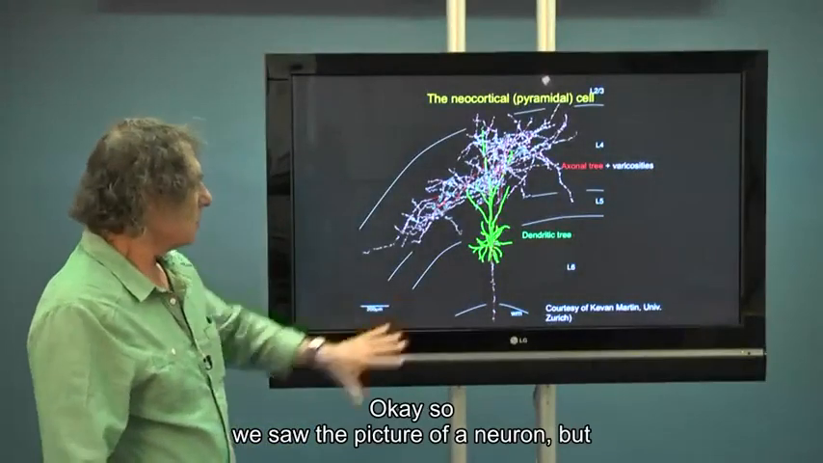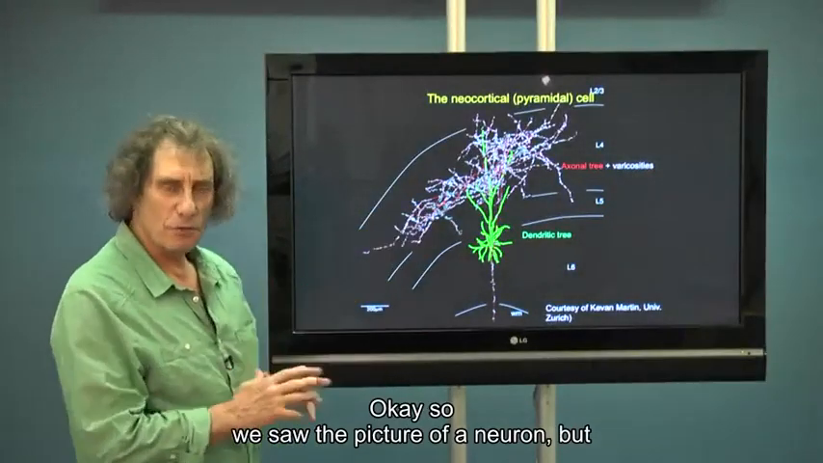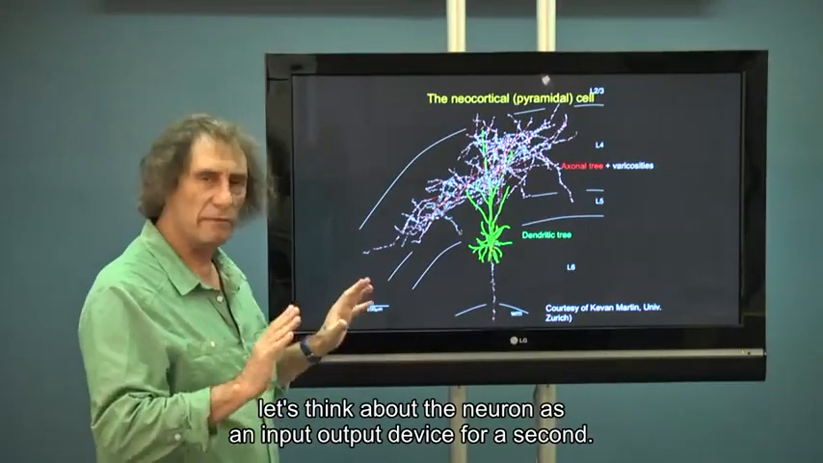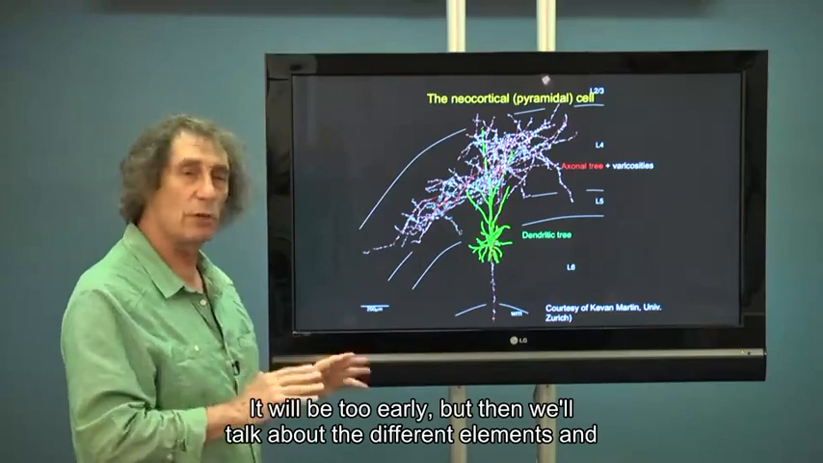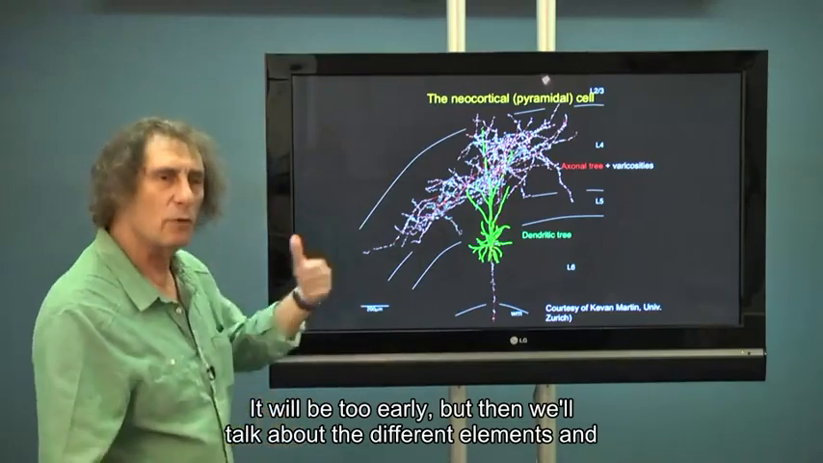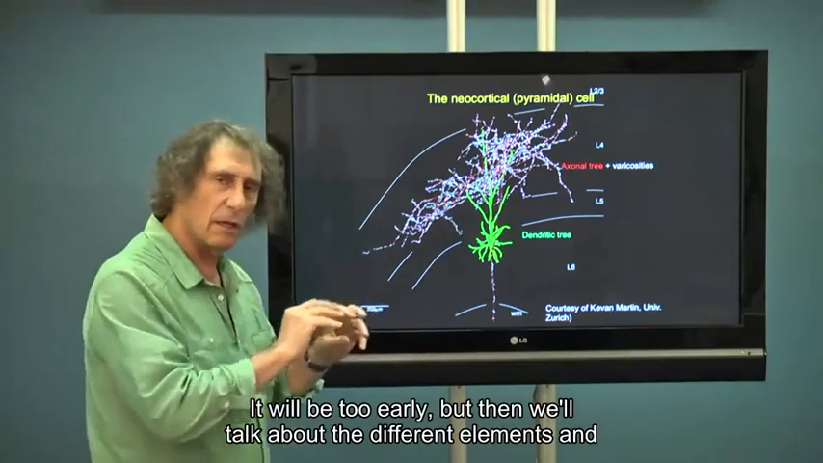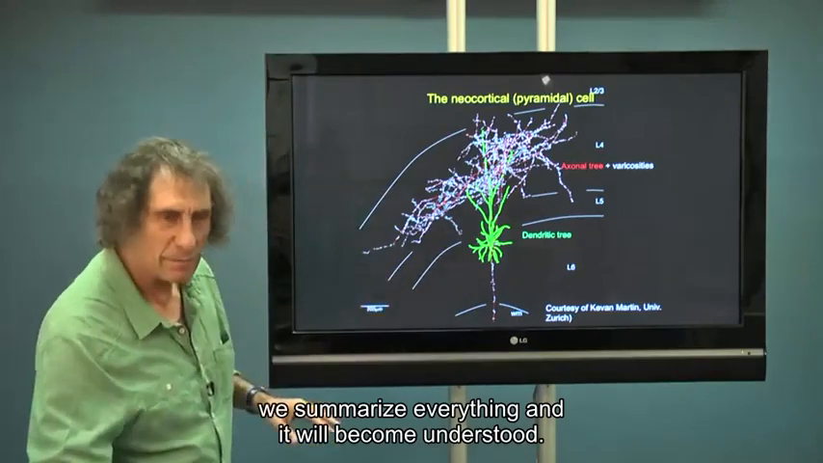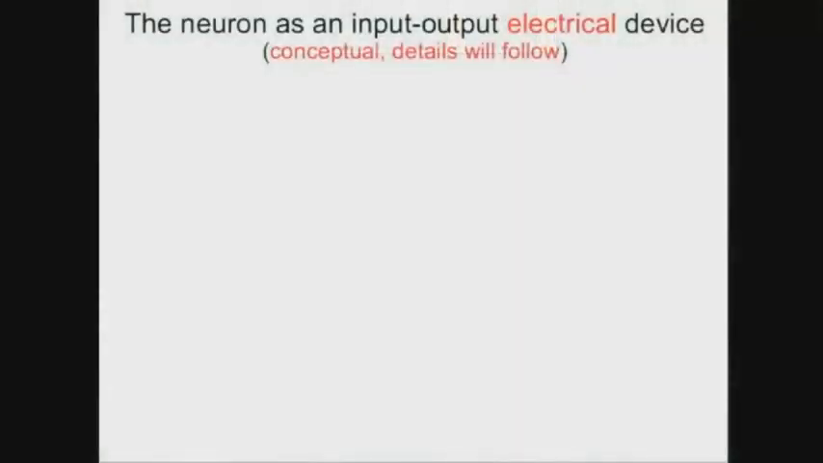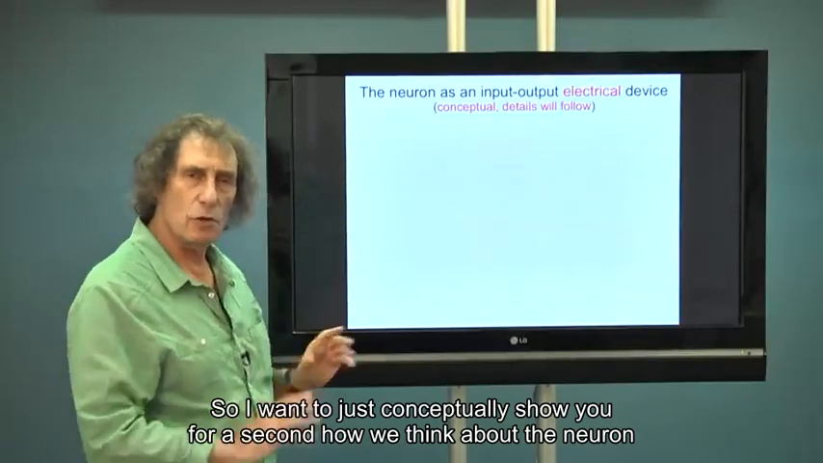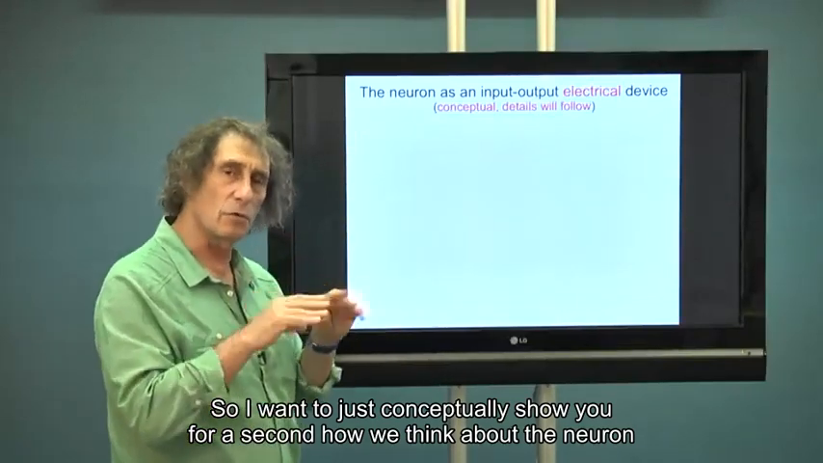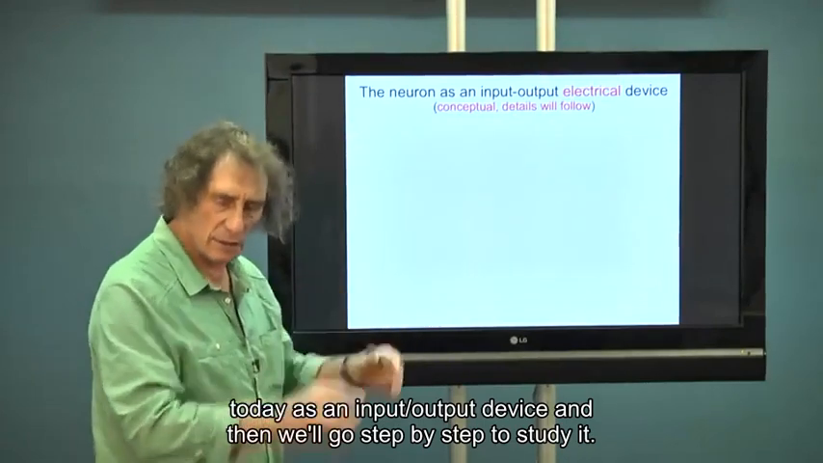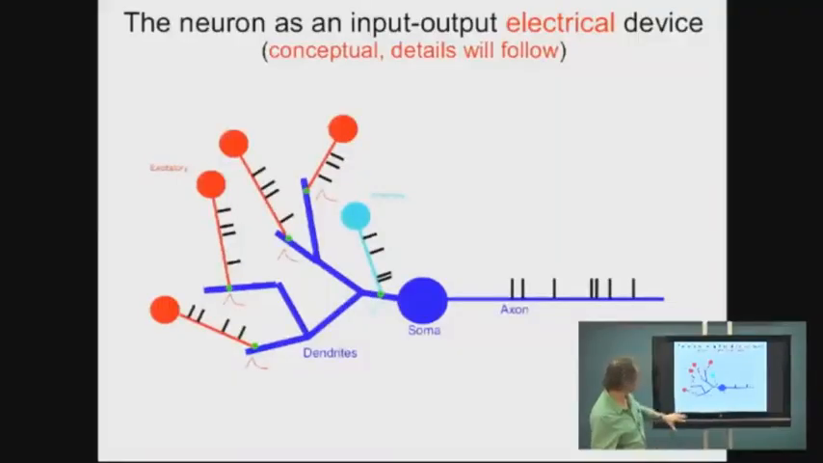Okay, so we saw the picture of a neuron, but let's speak about the neuron as an input-output device for a second. It will be too early, but then we'll talk about the different elements and we summarize everything and it will become understood. So I want to just conceptually show you for a second how we think about the neuron today as an input-output device, and then we'll go step by step to study that.